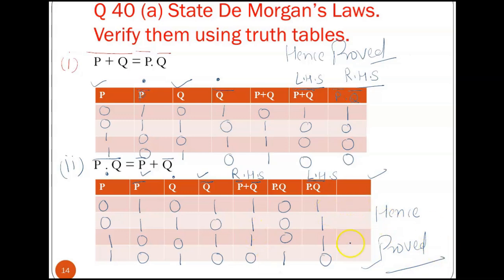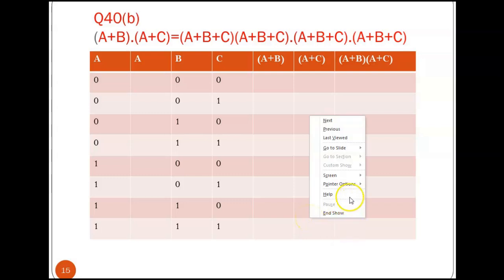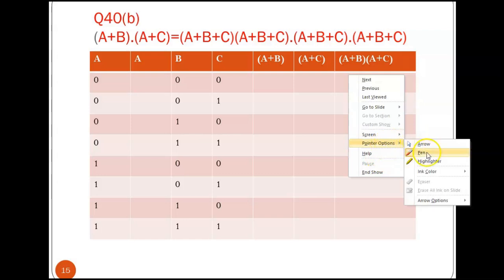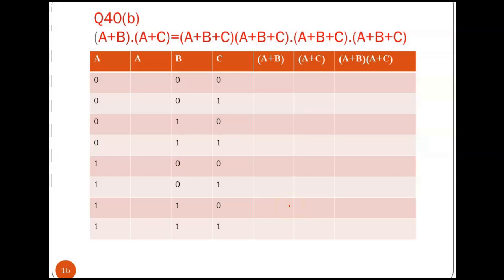This is question number 40, A part. Now we are moving to question number 40, B part. I'm changing again to some red color. Okay, and let us start. So let me check the question. It is 40 B part. 40 B part is A plus B and A bar plus C equal to A plus B plus C dot A plus B plus C bar. And the third is A bar plus BC and A bar plus B bar plus C. So yes, let us start.